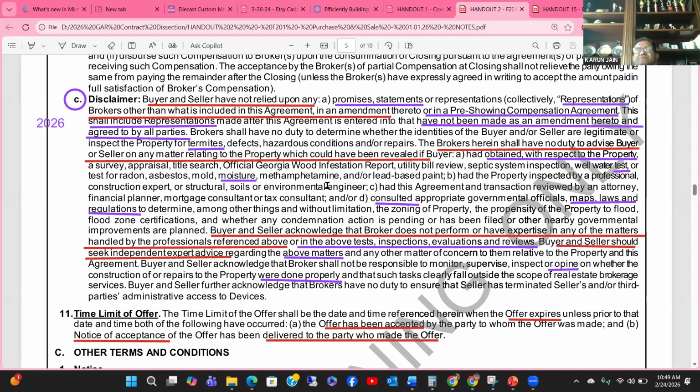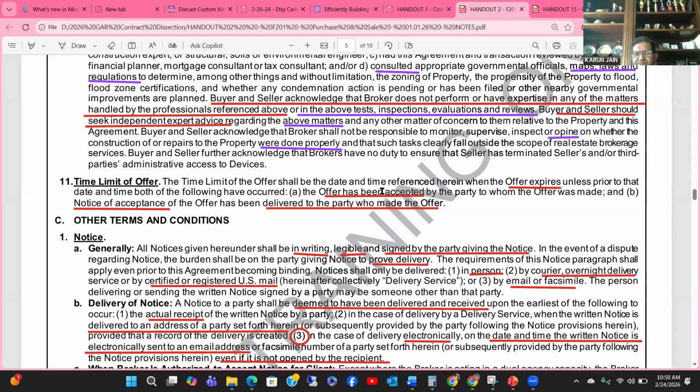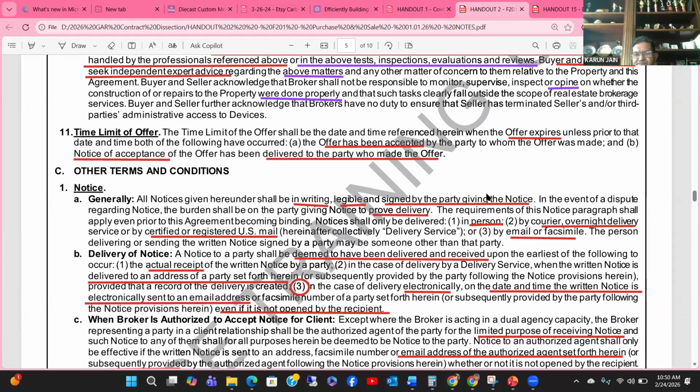Seller, I'm not the one telling you if this was a good or bad investment and what you're going to net out of the property. You also have the duty to check for maps, laws, regulations, zoning, and so forth. Buyer and seller acknowledge broker doesn't perform or have any expertise in any of the matters handled by professionals referenced above, or in evaluating or interpreting any of the tests or reports or inspections you get. So that is really important to protect you and to make sure the buyers and sellers understand your role as a real estate agent, not an expert in one of those areas. Now, time limit of the offer.